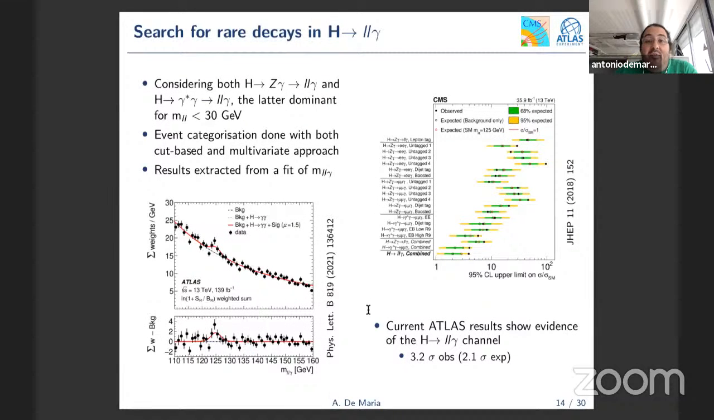Next, we start now to search for really rare decays of the Higgs boson. This is for the dilepton plus gamma final state. In this case, we are considering Higgs to Z gamma, with the Z later going into 2 leptons, or from gamma gamma star in the same final state. The gamma gamma star is enhanced when m_ll is less than 30 GeV. The categorization for enhancing the signal over the background is done with both cut-based and multivariate approaches, and the results are extracted from a fit to the m_llgamma distribution, as you can see from the bottom plot of the slide. Currently, ATLAS is also showing evidence for this process with 3.2 sigma observed, with respect to the 2.1 that we were expecting.